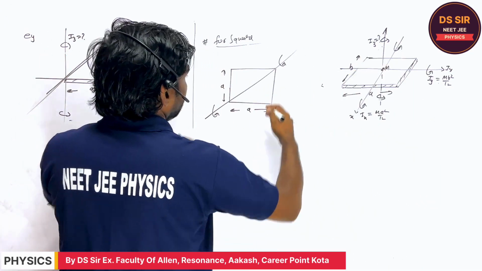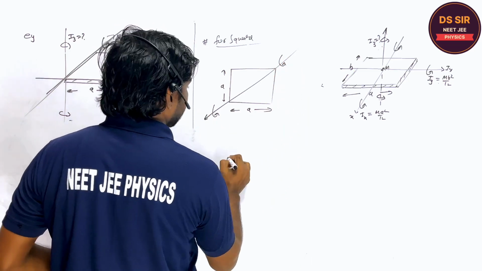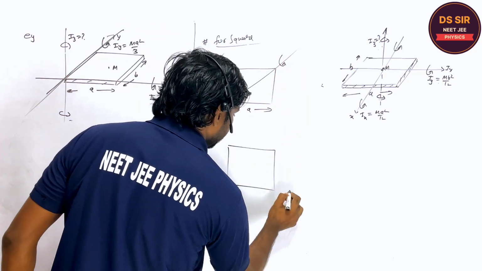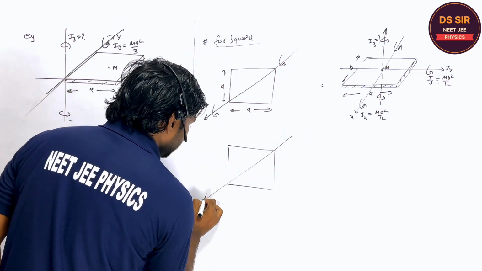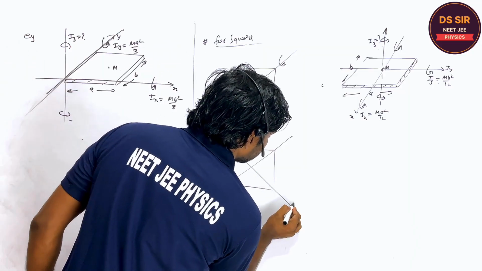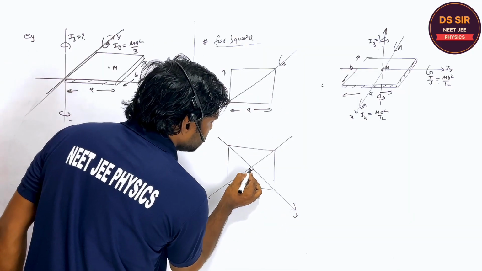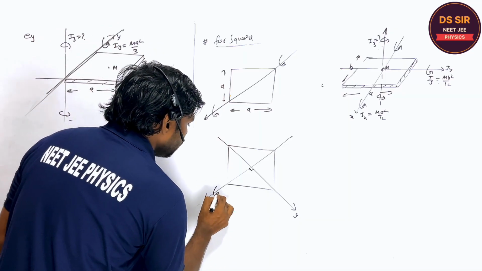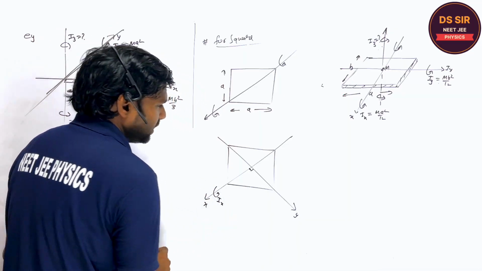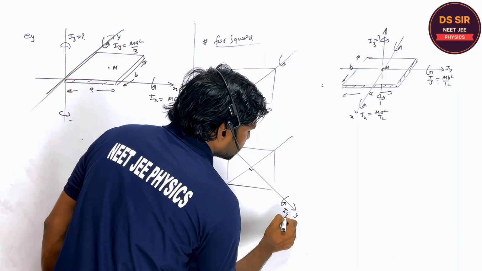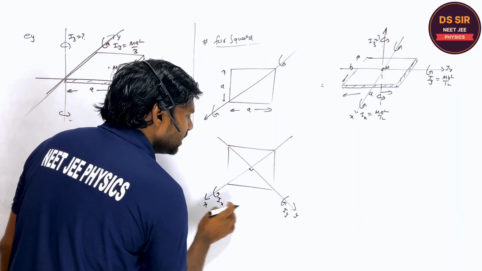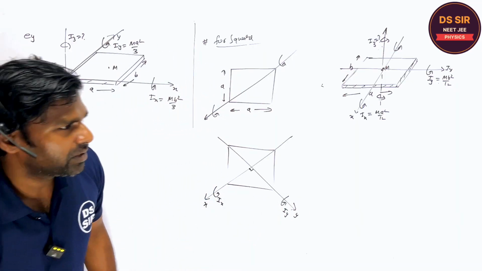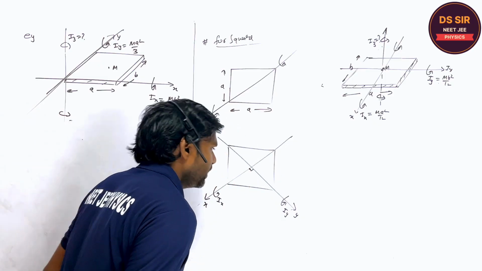Listen, one thing. I choose this as the x-axis, I'm making it here again. If I choose this as the x-axis and this as the y-axis, for the square these are perpendicular. Are you getting or not? The moment of inertia about the x-axis is Ix and about the y-axis is Iy. Can you tell me what is the relation between Ix and Iy? You tell. They are equal.